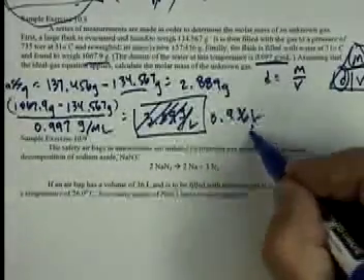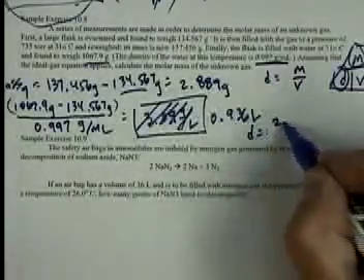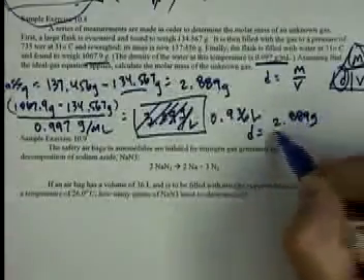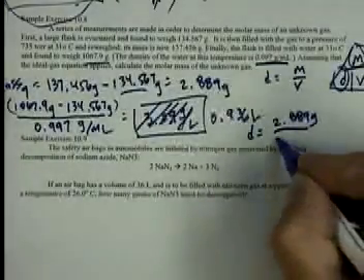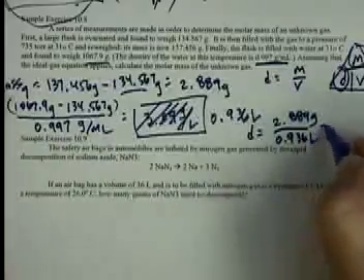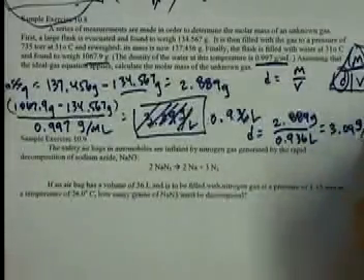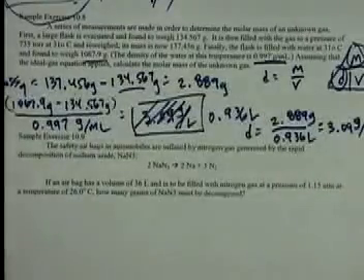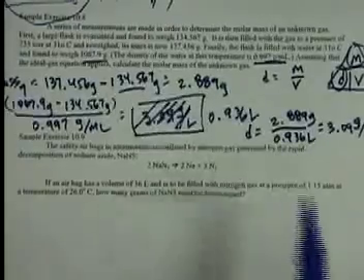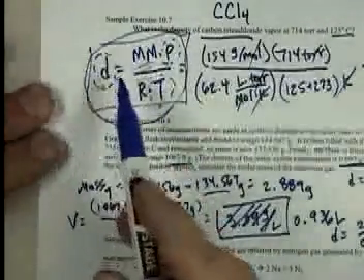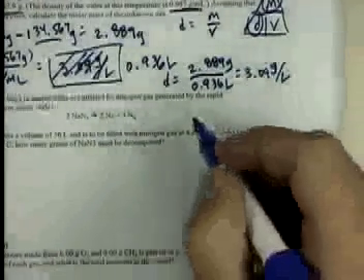Now I can plug it into the density equation. Density is 2.889 grams, and divide that by my liters, which is 0.936 liters. And now I get the answer of 3.09 grams per liter. Sorry, got ahead of myself just a little bit. Now that I know the density of the gas, I could plug it into this equation right up here, where I know the density, I know the pressure, and I know the temperature.